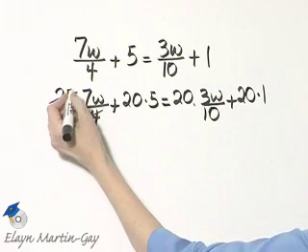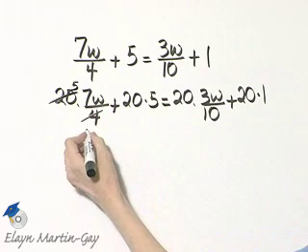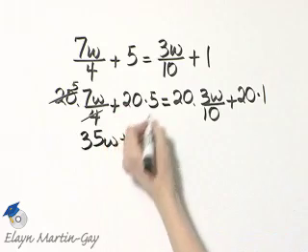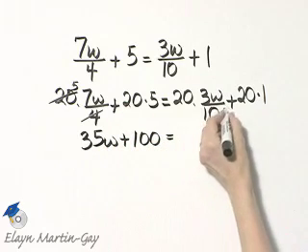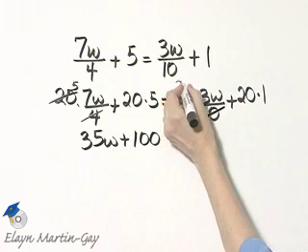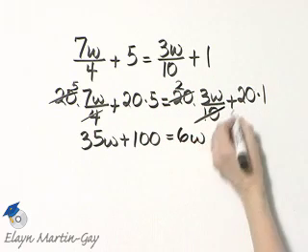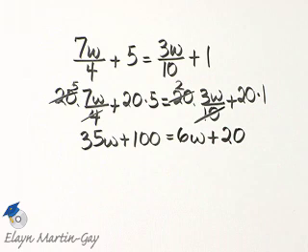4 divides into 20 5 times, and I have 5 times 7w or 35w plus 20 times 5, that's 100, is equal to 10 divides into 20 2 times, and you have 2 times 3w or 6w plus 20 times 1 is 20. Now let's move variable terms to one side, constants to the other side.